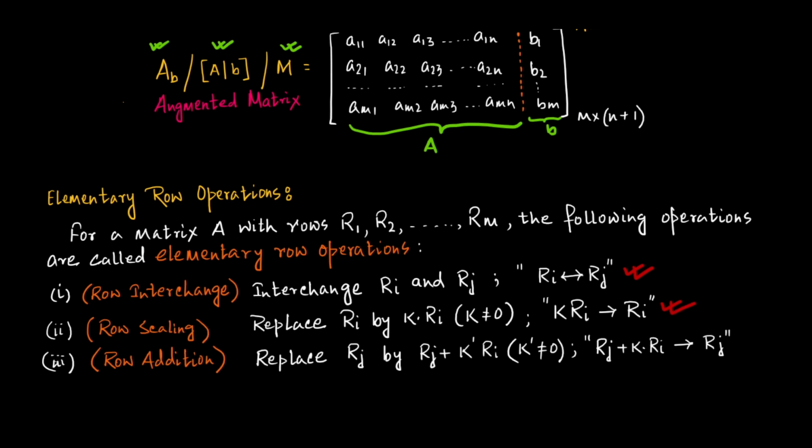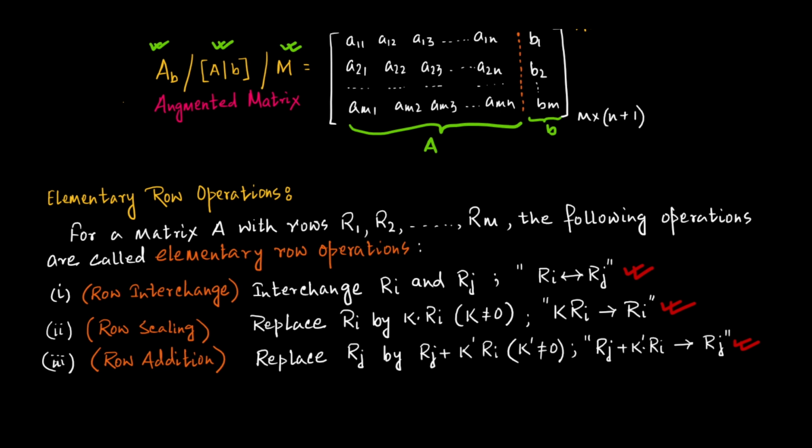The third elementary row operation is known as row addition. That is, we can replace the jth row by the jth row plus some non-zero constant multiple of any other row, say the ith row. Symbolically, it is represented as Rj plus k times Ri replaces Rj. Sorry, here it should be k prime because I have used k prime in this place. So these three operations are known as elementary row operations.